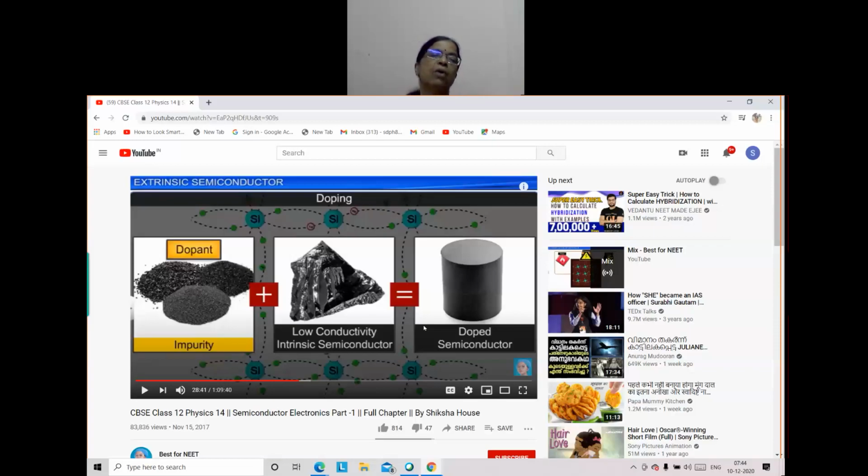Those impurities are called dopants. You can see here dopants and the intrinsic semiconductor. This is intrinsic, low conductivity. And after adding impurity, we get a doped semiconductor. So, what is doping? Adding impurity to the pure semiconductor. Why are we doping it? Because the conductivity of a pure or intrinsic semiconductor is low. That's why we are doping it. And by doping, what happens? Conductivity increases. So, that semiconductor is also known as an extrinsic semiconductor.